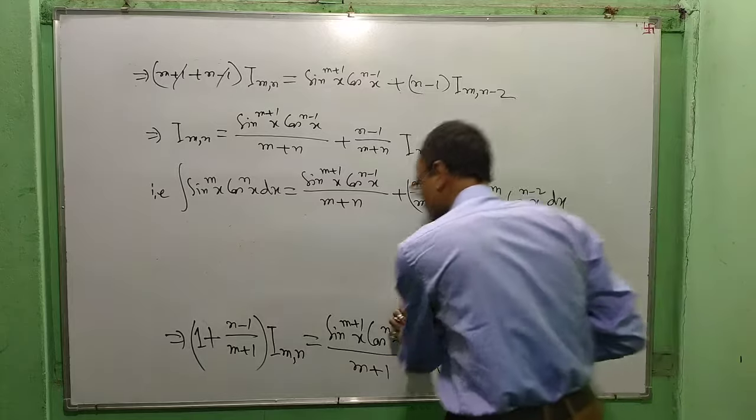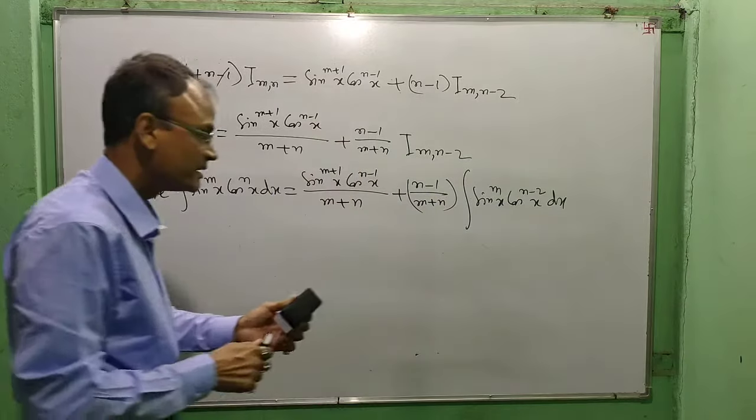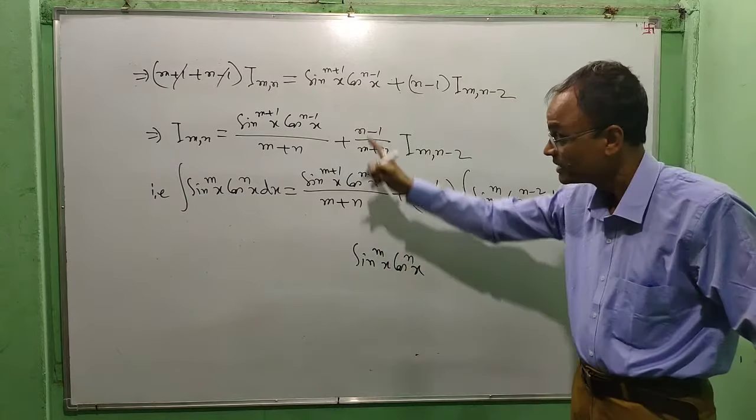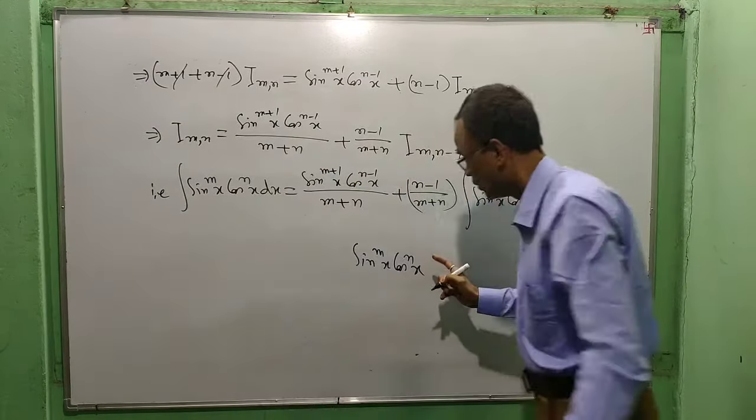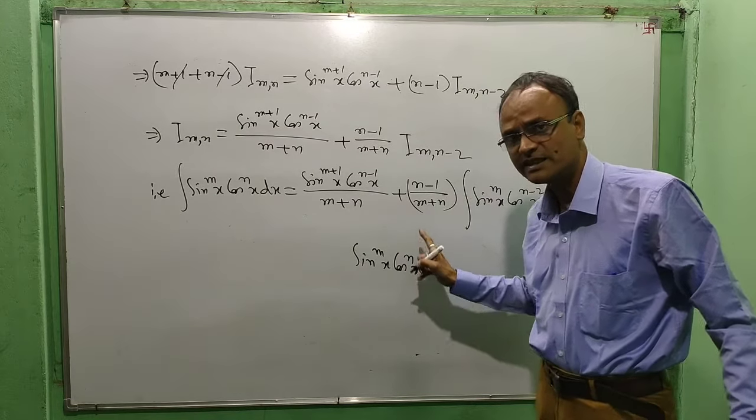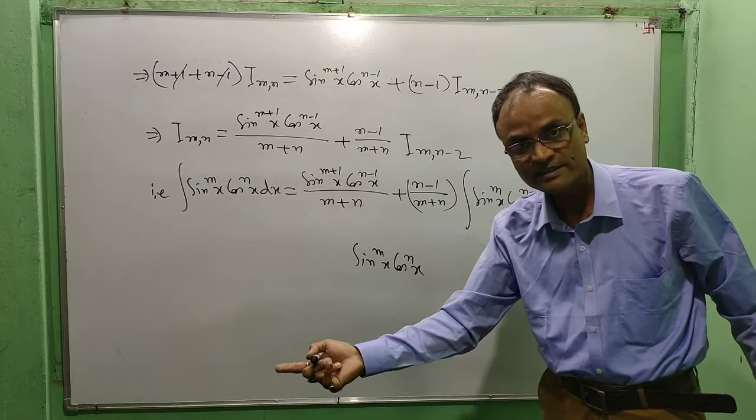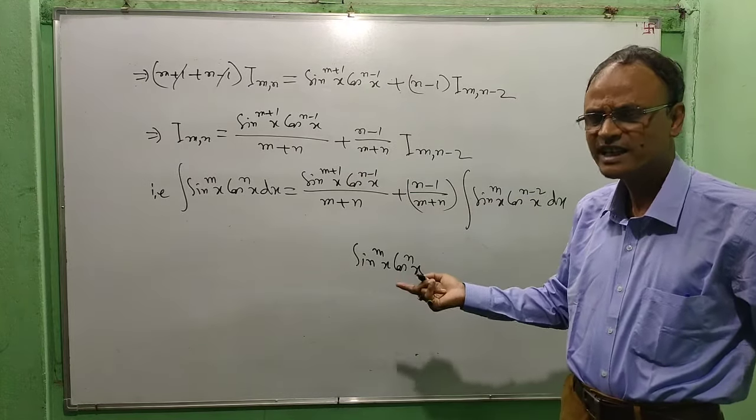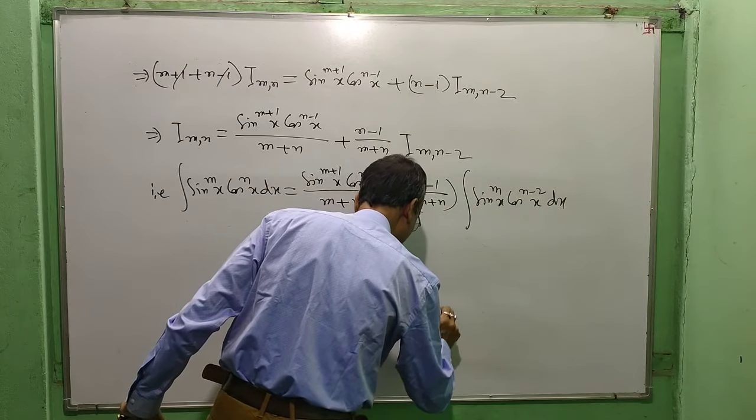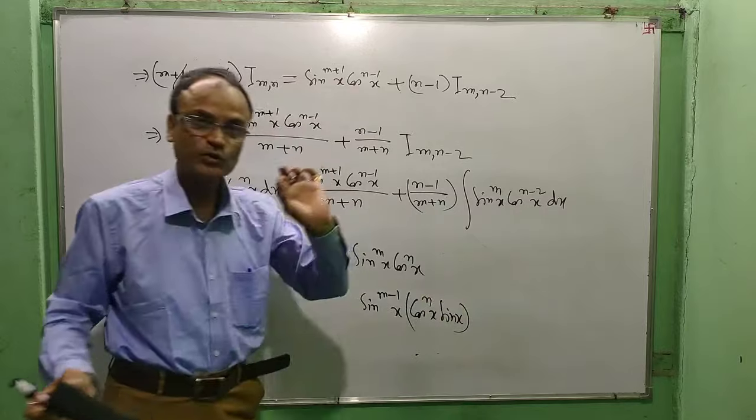Now notice one thing. Sin to the power m x cos to the power n x. In the previous problem, we wrote cos to the power n x as cos to the power n minus 1 x into cos x. If I write sin to the power m x equal to sin to the power m minus 1 x into sin x, then we may write it that way also. Then it will become sin to the power m minus 1 x cos to the power n x into sin x. We may write like this also.